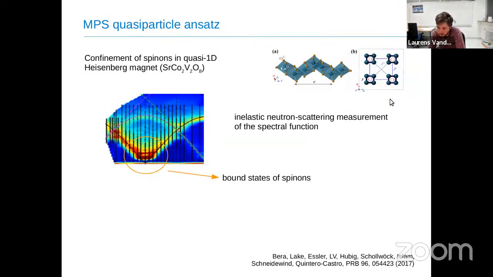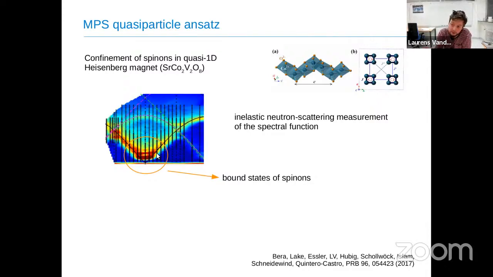So a real-life example of where we actually use this is in some kind of material, some compounds that experimentalists did inelastic neutron scattering on. And what they saw were essentially isolated lines in the excitation spectrum. So they saw a few bound states of spinons. Well, they interpret this as bound states of spinons, but what you basically see is a number of different modes.